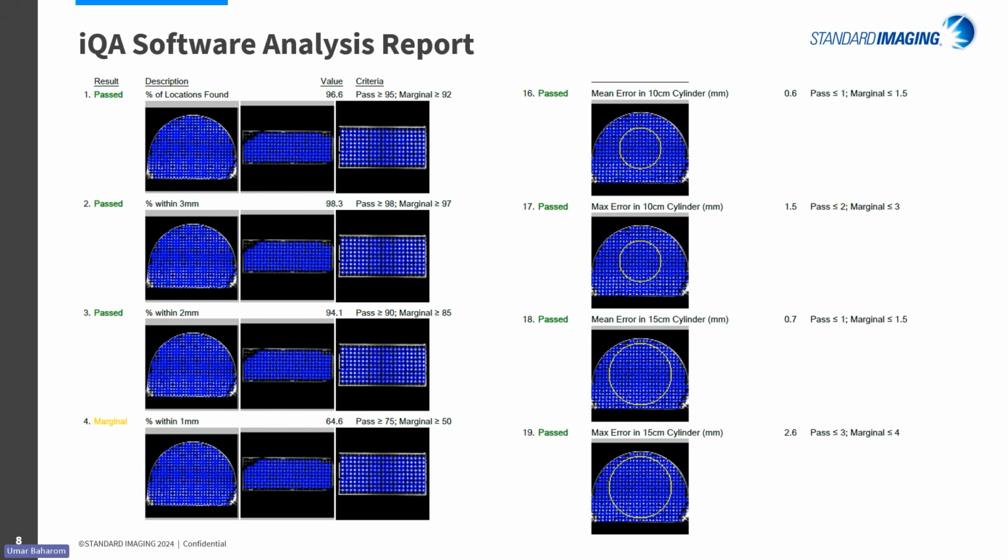If the point error is within 3 millimeters, for this particular scanner, 98% of it is within that. As you go here, within 1 millimeter, it's mostly about 65%. So there's a lot of distortion here that's beyond 1 millimeter, as you can see.